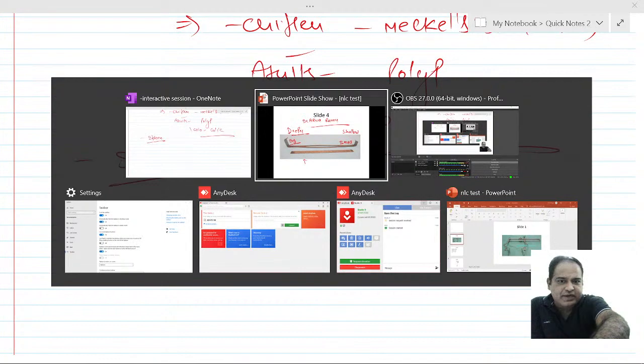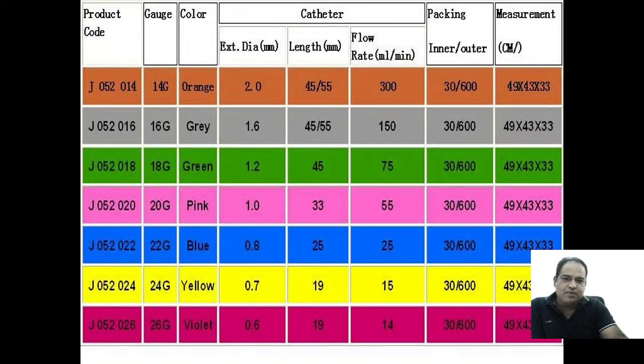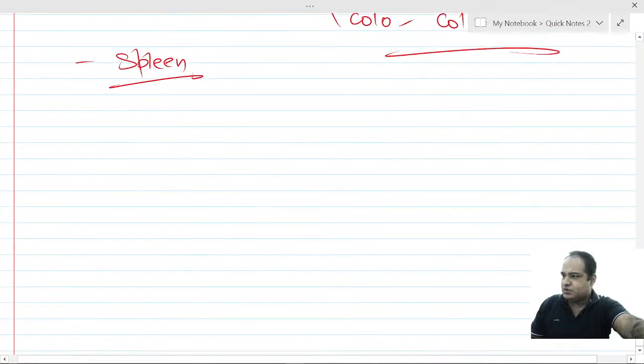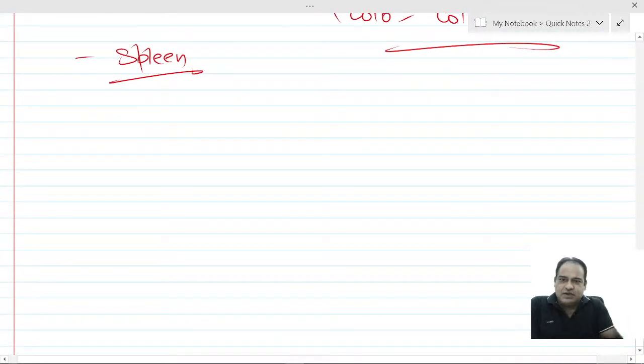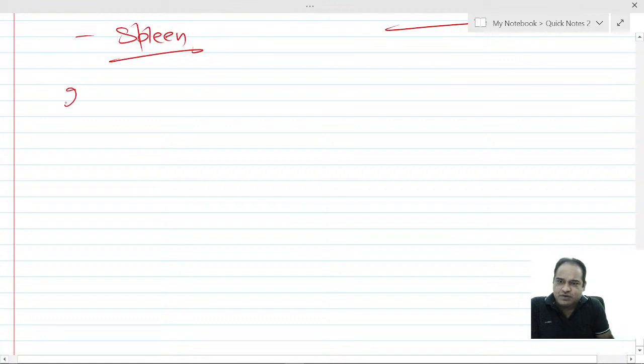Even I have a mnemonic to remember the cannula. Let me just share the mnemonic with you. I'll share the picture on the group. It's like 24, 22, 20, 18, 16, 14.